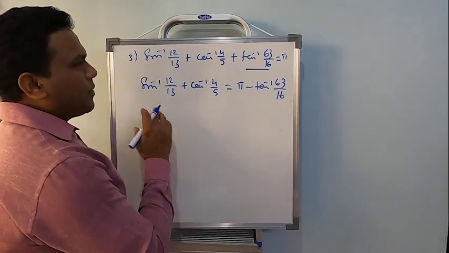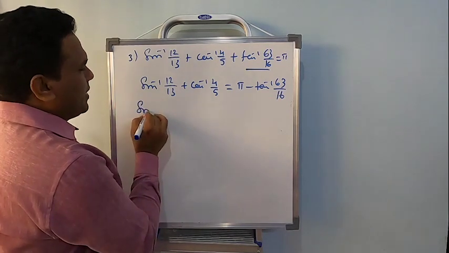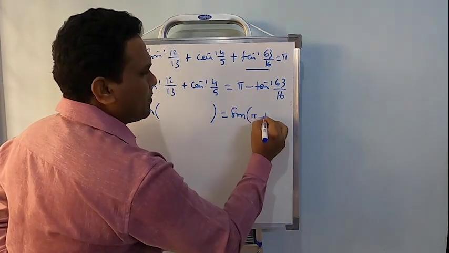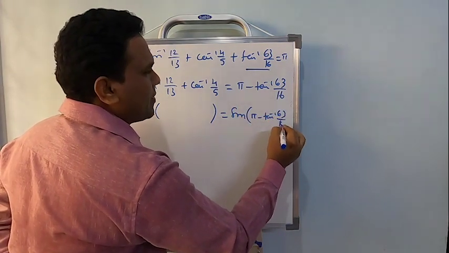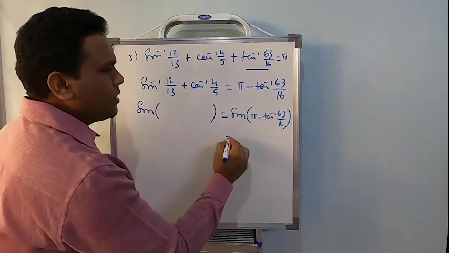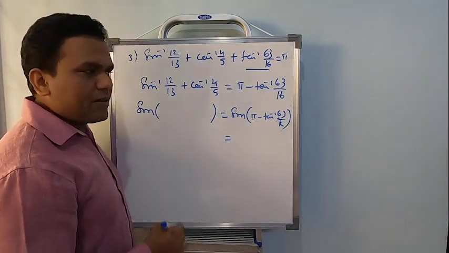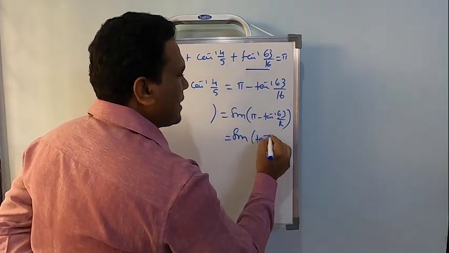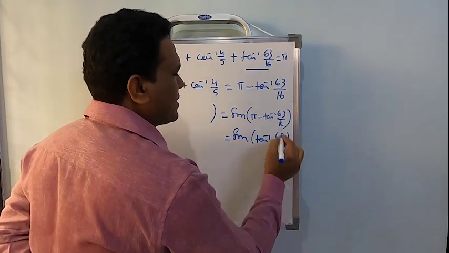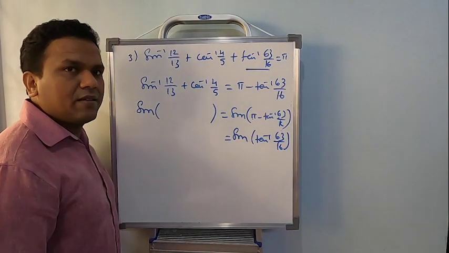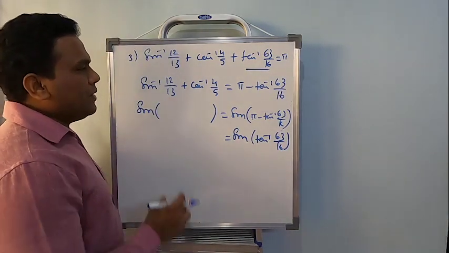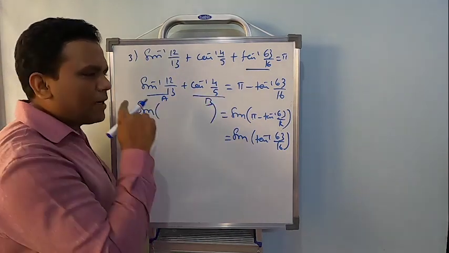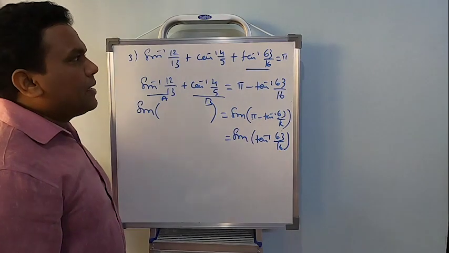So let me take sine on both sides. If I apply sine on both sides, the left hand side will be sine of whatever is there. The right hand side is sine of pi minus tan inverse 63 by 16. I will explain one more method later on. It's in the form of sine of 180 minus theta. What is sine of 180 minus theta? It will be sine theta, right? So sine of tan inverse 63 by 16. That's fine. Now in the left hand side we have two terms actually. One you can call A and one I can call B. This is one method.